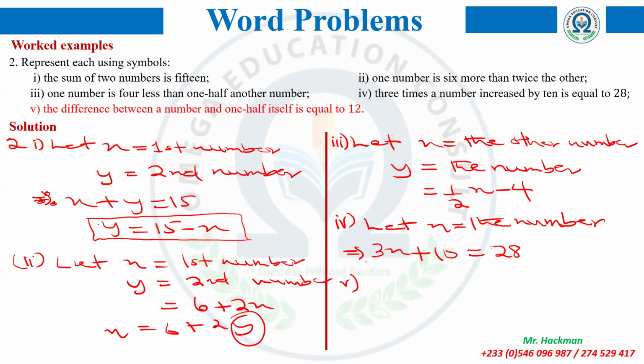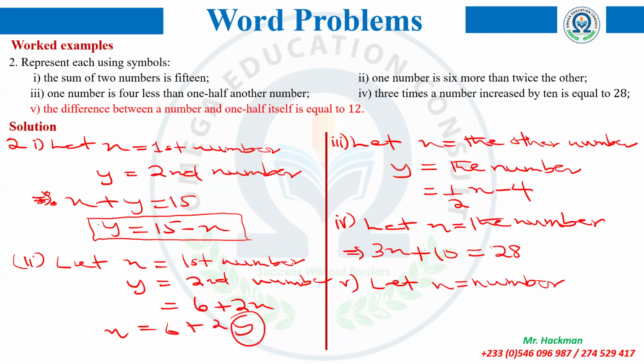So we don't know the number, so we represent the number by X. We are told the difference between a number and 1/2 itself is equal to 12. So let the number be X. So X is equal to what? The number. Or the number is equal to X. Is that clear? Yes, sir.